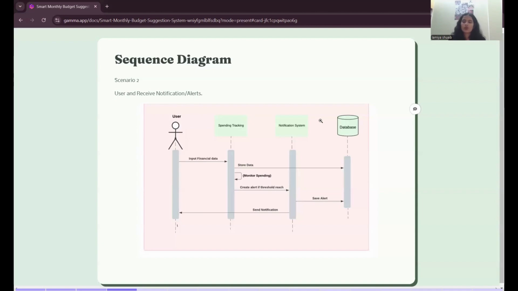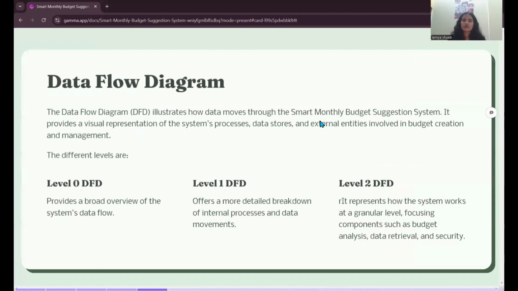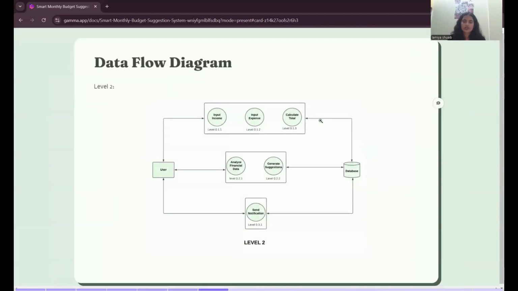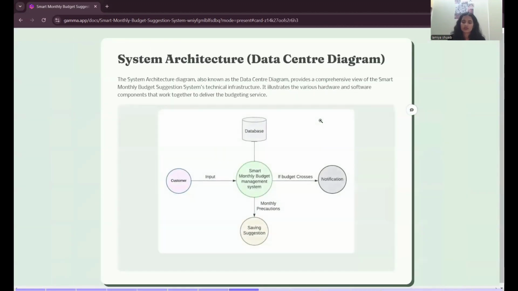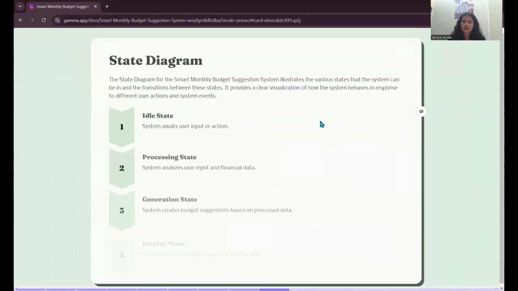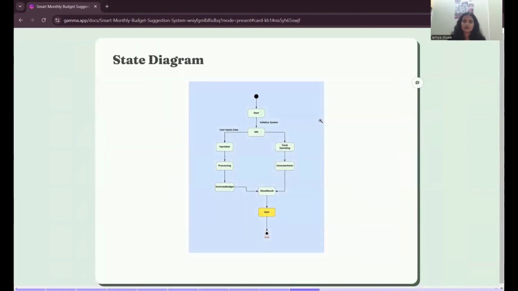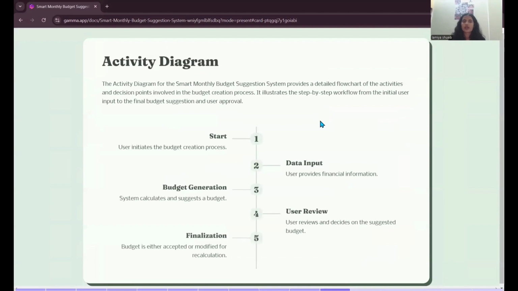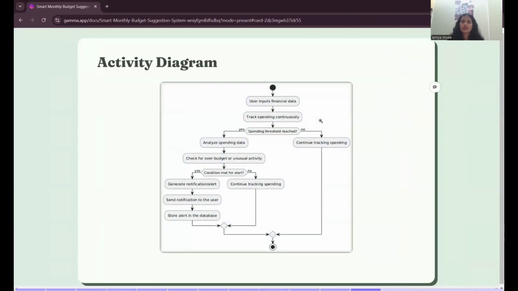Next we'll move on to the activity diagram, where the entire process, basically the tracking, is explained. So this is the activity diagram. Here you can see that the user inputs the financial data. It tracks the spending continuously.